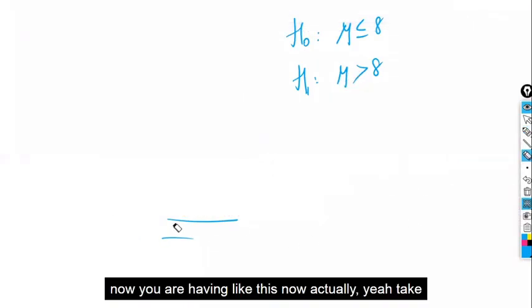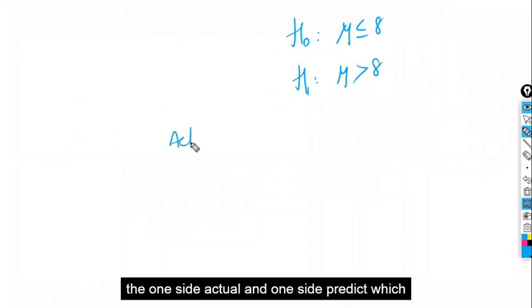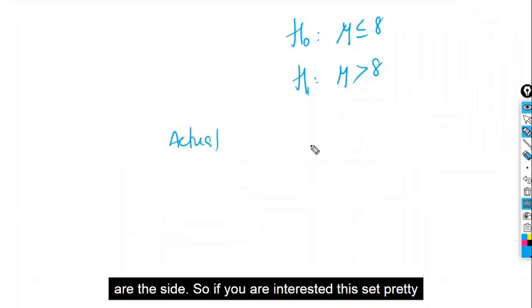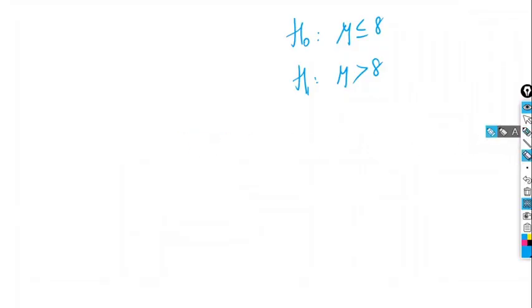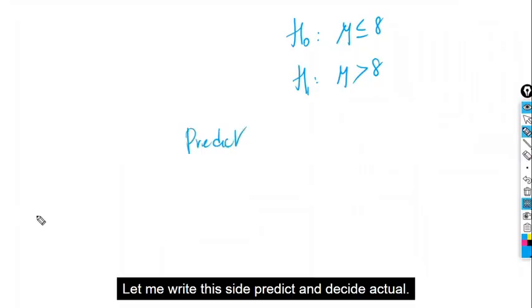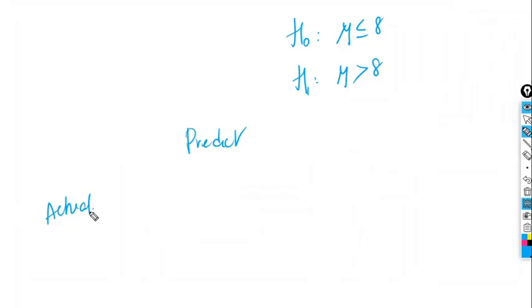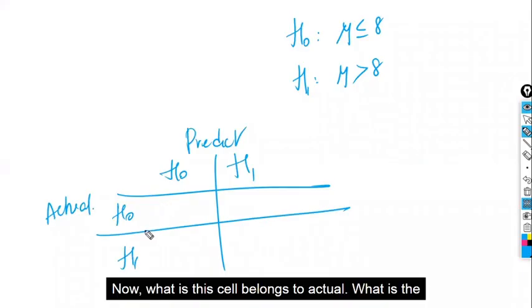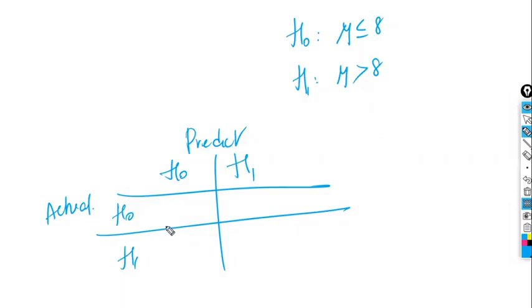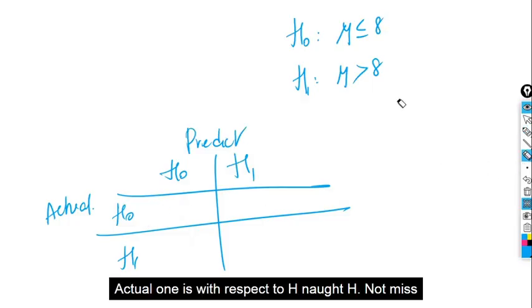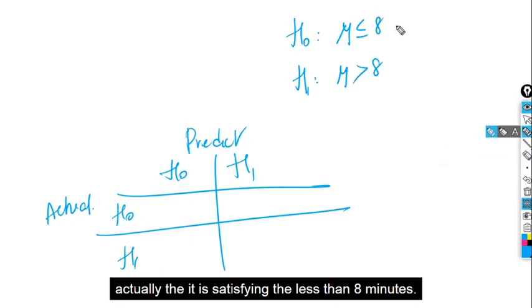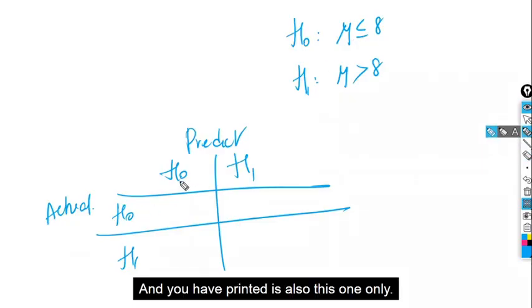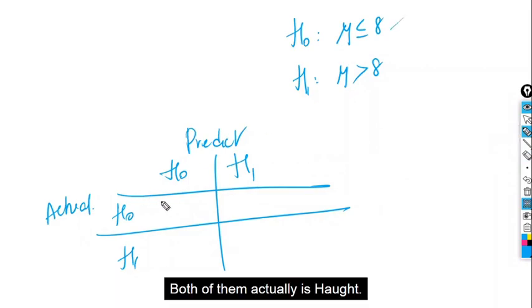Now, you take one side as actual and one side as predicted. Whichever side you prefer, if you want this side as predicted, go with that. Let me write this side predicted and this side actual. H0, H1. H0, H1. Now, what does this cell belong to? What is the actual value? The actual one is H0, which means it is actually satisfying the less than 8 minutes, and you have predicted this one only. Both of them: actual is H0.